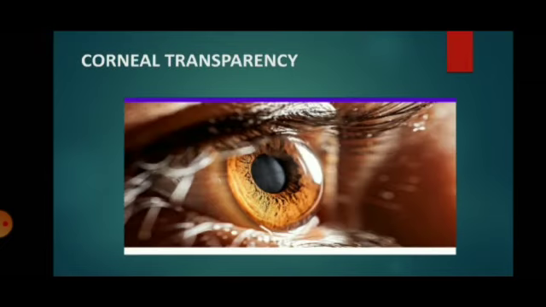To maintain its transparency, nature has left it avascular, with no blood supply and no lymphatic drainage. Even the epithelial cells are so tightly packed that not a single drop of water can enter into the cornea. That also maintains the state of transparency. The endothelial cells act as an active pump mechanism, maintaining the state of dehydration, moving water away from the stroma back to the aqueous humor. That's how corneal transparency is maintained. The stromal collagen lamellae are so regularly oriented that corneal transparency is maintained.